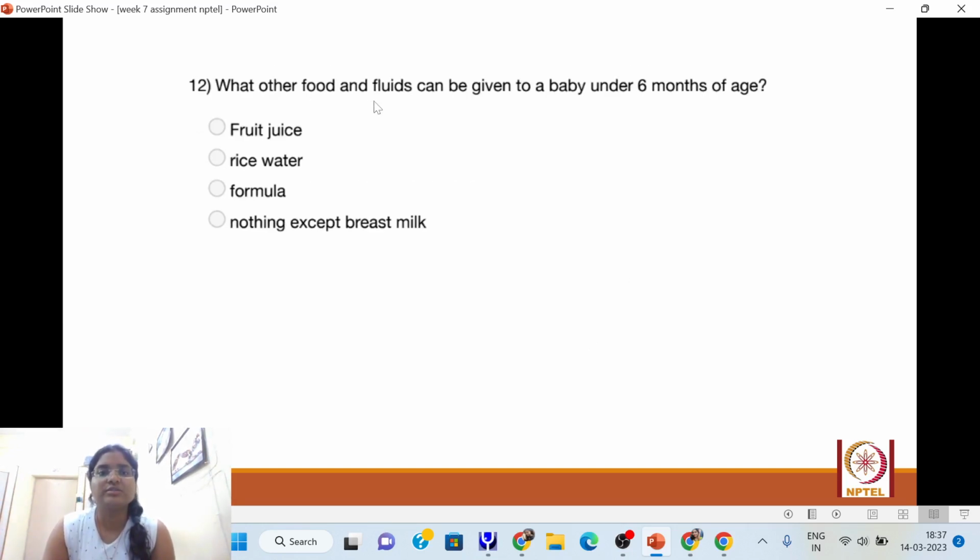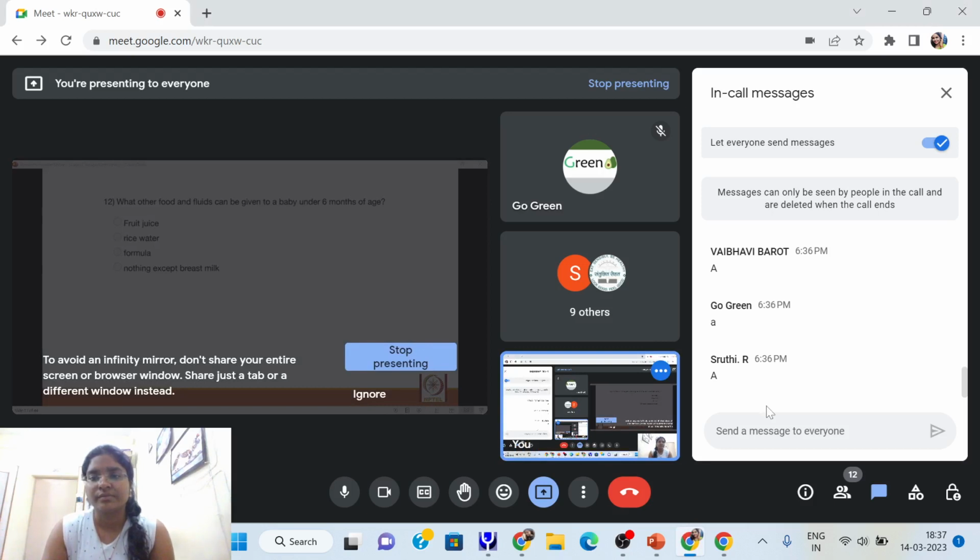What other foods and fluids can be given to a baby under 6 months of age? Fruit juice, rice water, formula, nothing except breast milk. I think everyone knows this answer. We have discussed this topic a lot of times previously.